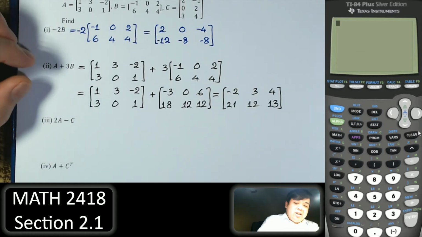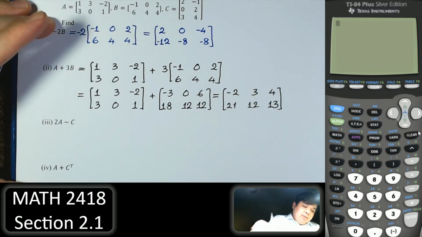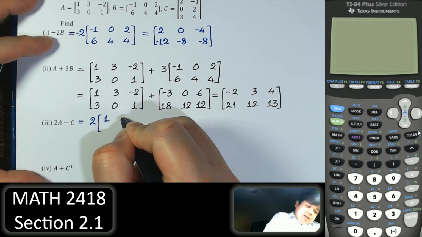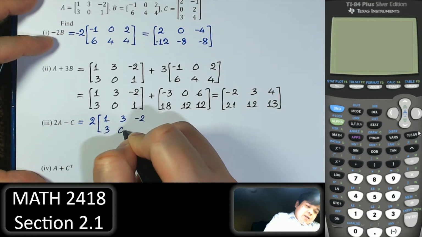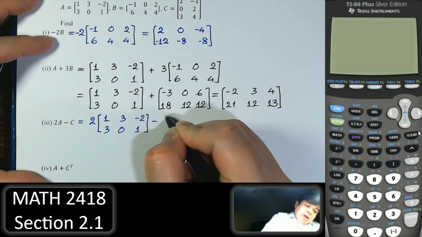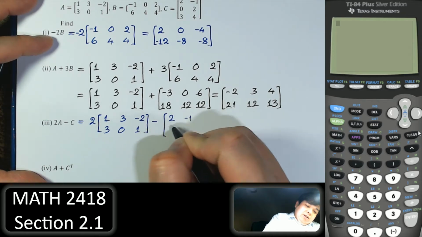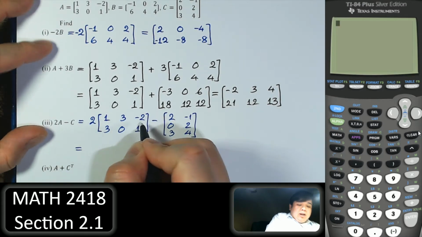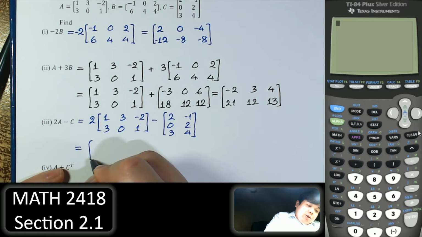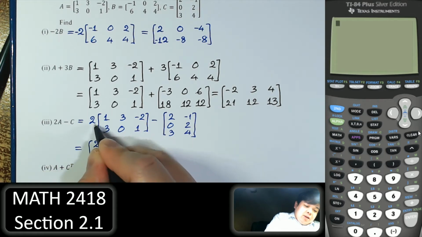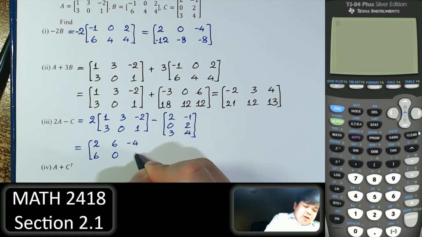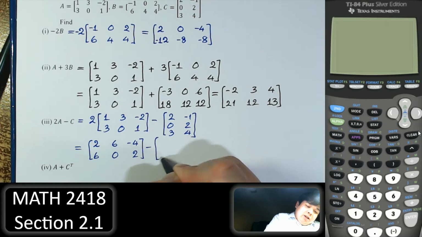Next, 2A minus C. Two times A, minus C. Once again, multiply first. So multiply everything by 2: 2, 6, negative 4, 6, 0, and 2. Subtract 2, negative 1, 0, and 2, 3, and 4.